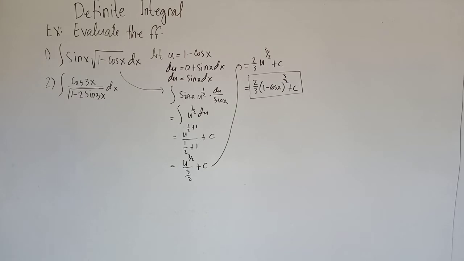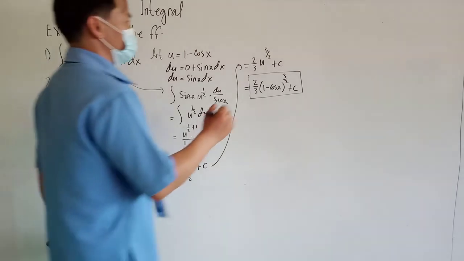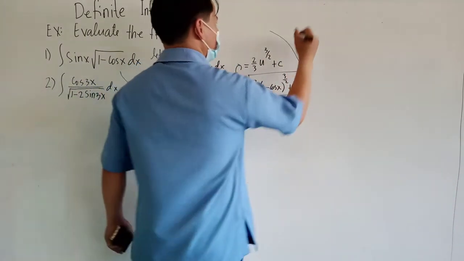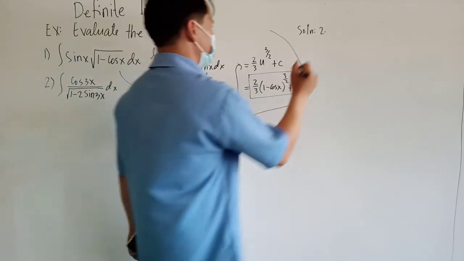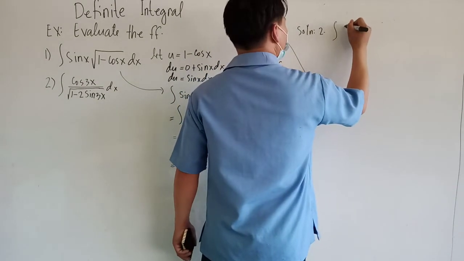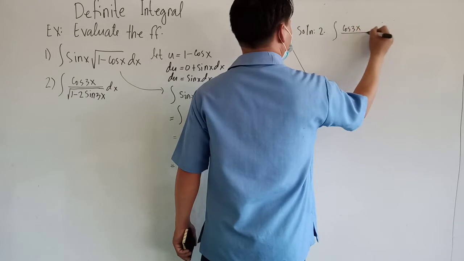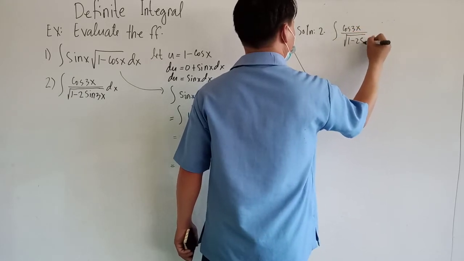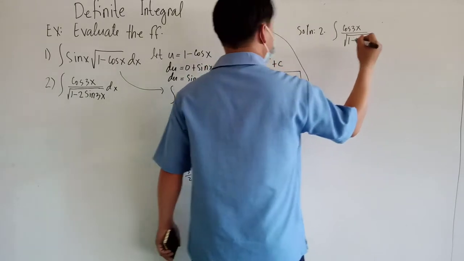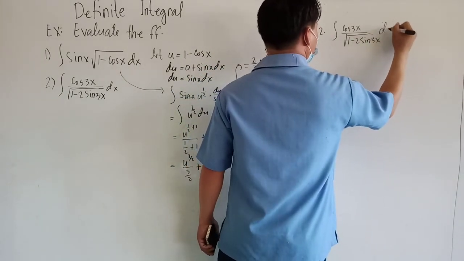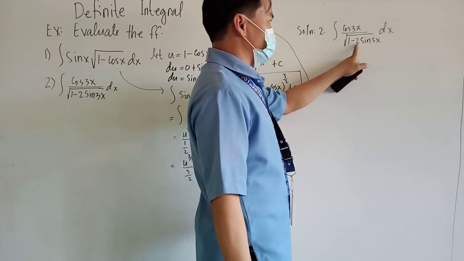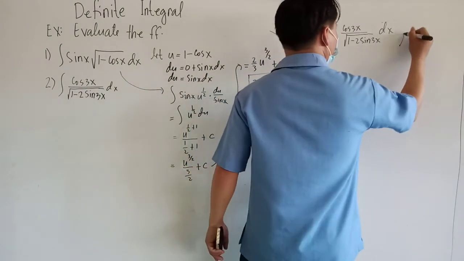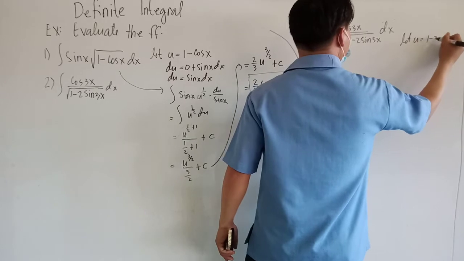Okay? What about number 2? Let us have number 2. We have here the solution for number 2. We have the integral of cos 3x over the square root of 1 minus 2 sine 3x dx. So obviously we can let this denominator be our u. So we let u be equal to 1 minus 2 sine 3x.